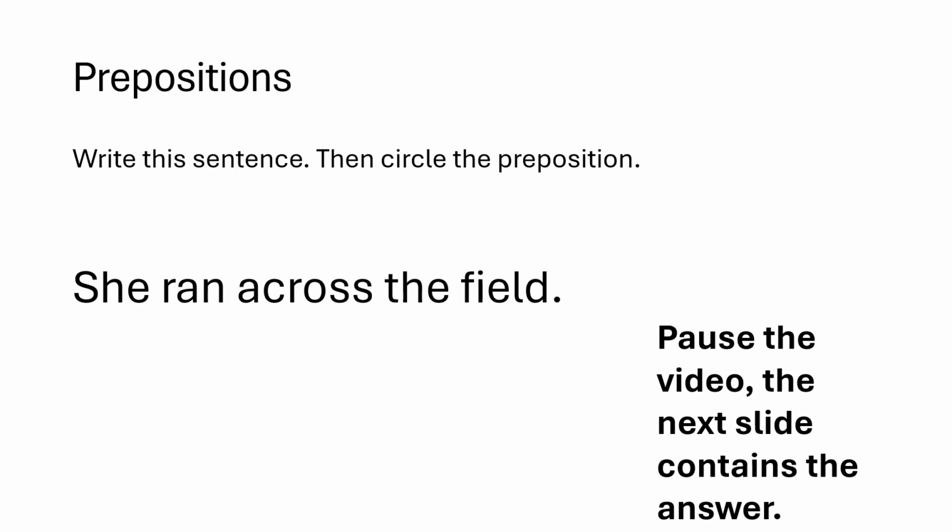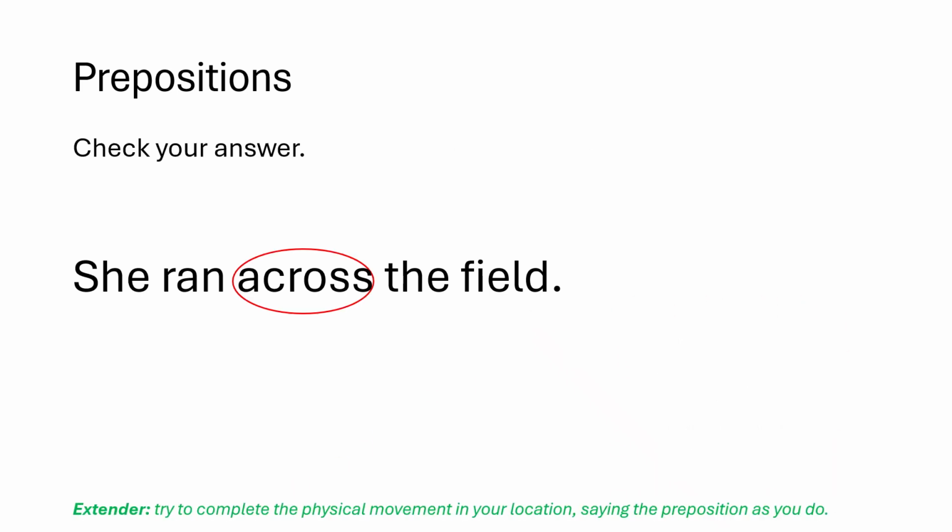Write this sentence, then circle the preposition. She ran across the field. Pause the video. The next slide contains the answer. Check your answer. She ran across the field. The preposition is across. There is an extender for anybody who would like a challenge. Try to complete the physical movement in your location, saying the preposition as you do.